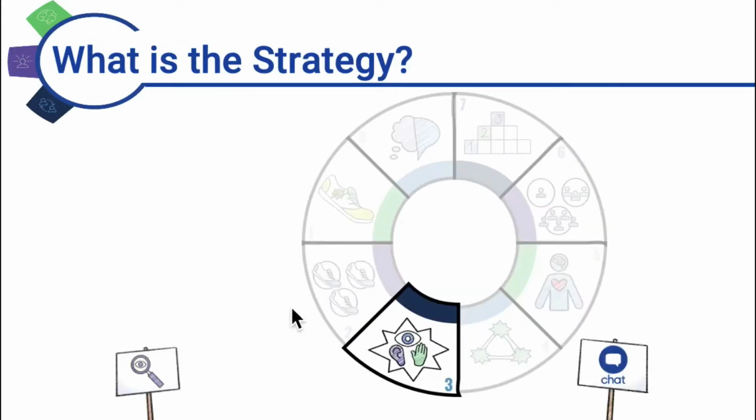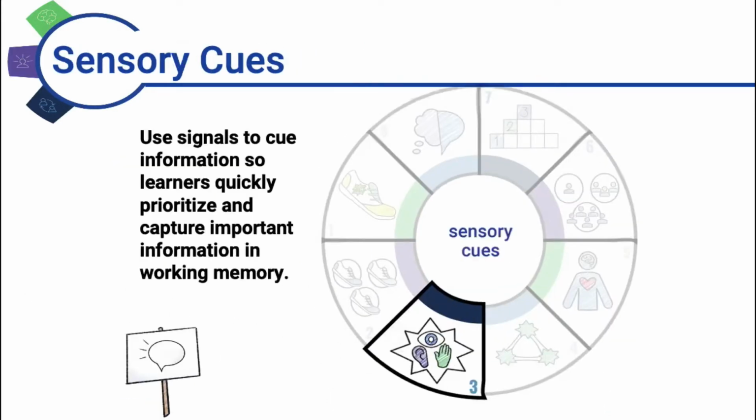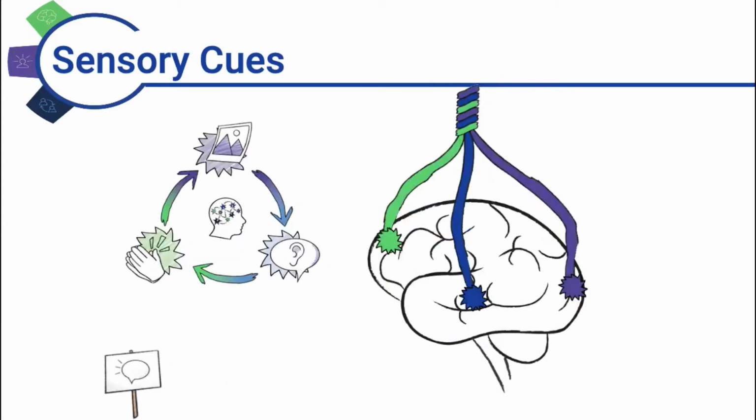The third is multi-sensory cues. Now, sensory cues are those signals or cues that we use to signal information quickly. It helps the mind prioritize and capture important information and work in memory. I like to use 3 cues and use them simultaneously: a visual cue, an auditory cue, and a physical cue. So I may give learners a picture of something and then have them do a callback and then put it on a physical mnemonic or a gesture.